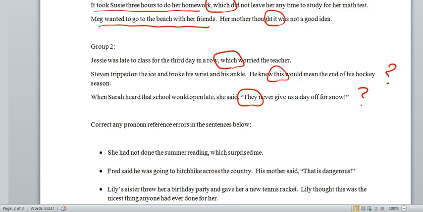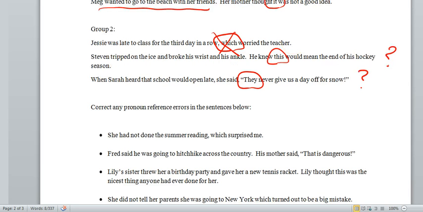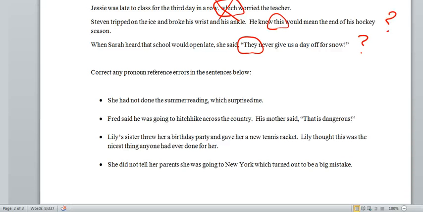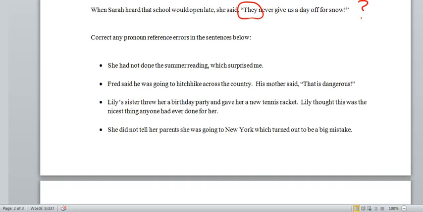We still may not know what it is that worried the teacher the most. Was it her tardiness on the last day or all 3 days? But in any event, you do not have a vague pronoun which. If the sentence reads, the teacher was worried when Jessie was late to class for the third day in a row, you do not have a vague pronoun. Okay, so now go and look at the 5 sentences which follow and find the mistakes and please fix them.